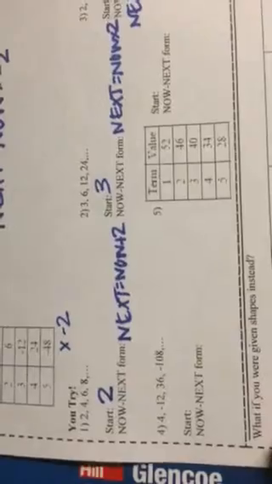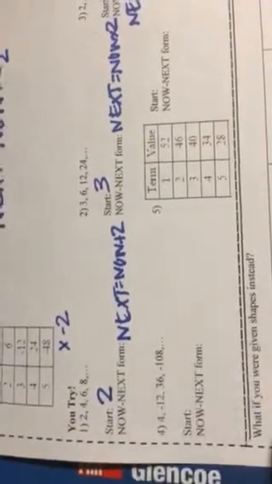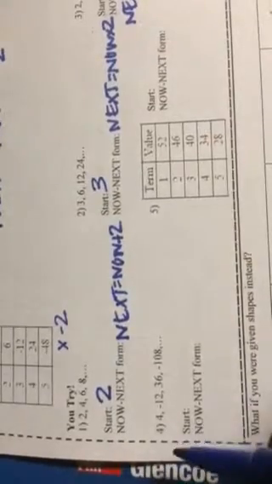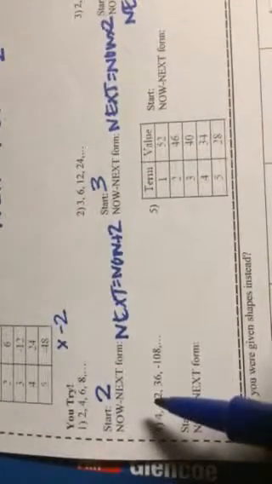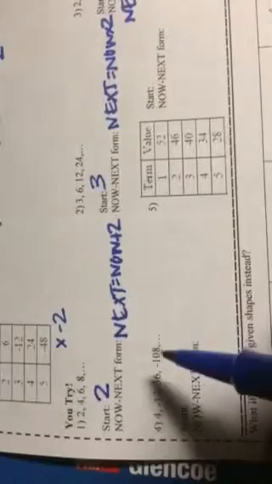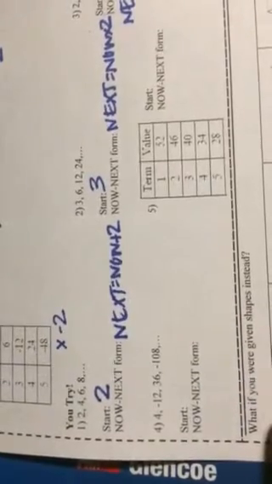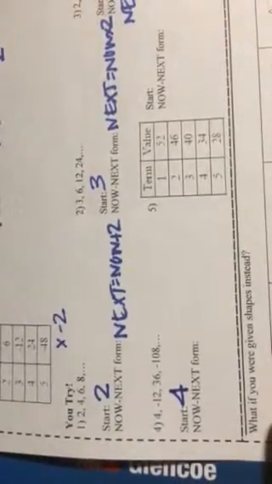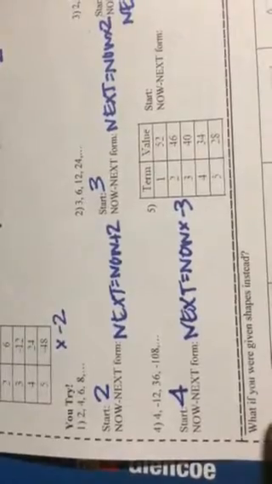All right, number 4. We're going from 4 to -12 to 36 to -108. So what you would do to get from 4 to -12 and from -12 to 36 would be to multiply by -3. So we're starting at 4, and we're multiplying by -3 every time. So next equals now times -3.